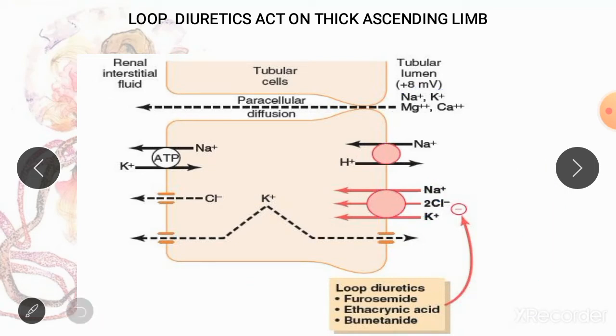So this is how loop diuretics act, and examples of loop diuretics are furosemide, ethacrynic acid and bumetanide. You must remember this, it is important from an MCQ point of view. You might be asked that the site of action of loop diuretics is, and you have to select the option thick ascending limb or the sodium potassium 2 chloride transporter.